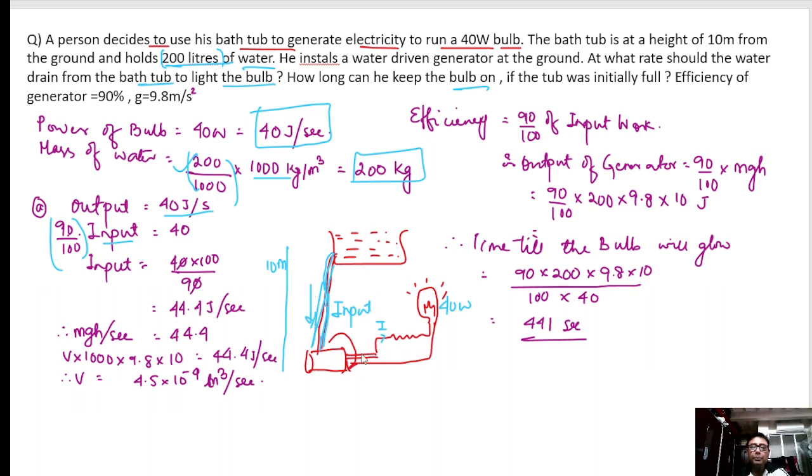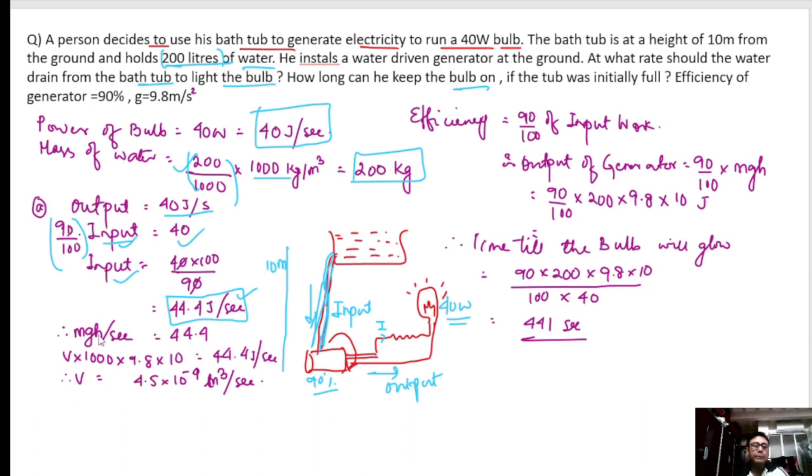This is the input, and this is the output. So I need 40 joules per second output, but efficiency is only 90%. That means 90% of input is 40. 90% of input should be 40. So what is the input? 44.4 joules per second. Clear? 44.4 joules per second should be the input.